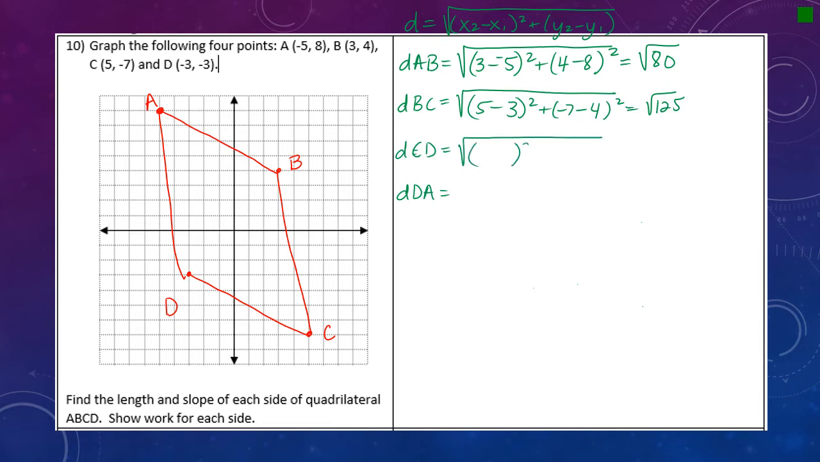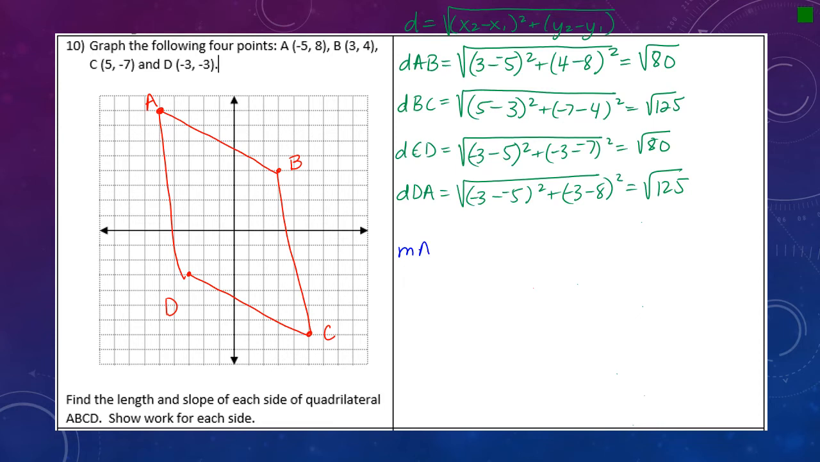For CD, I'm going to have negative 3 minus 5 and negative 3 minus negative 7 for a grand total of the square root of 80. And last but not least, we have DA. So my numbers would be negative 3 minus negative 5 and negative 3 minus 8. And you end up with the square root of 125 again. Now I have to do 4 slopes. So I have to do the slopes of the same 4 segments.